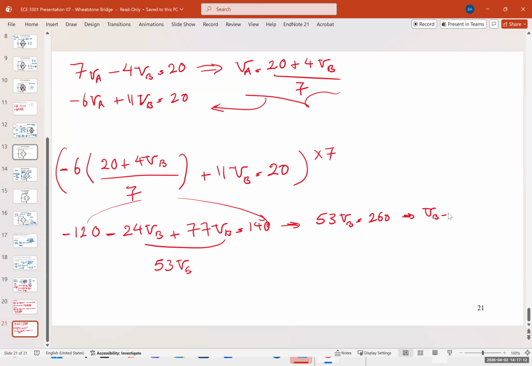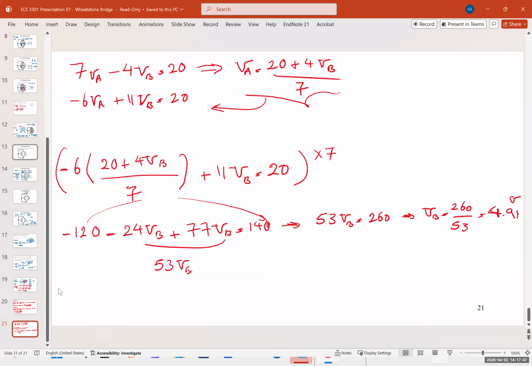Therefore, VB is going to be equal to 260 divided by 53. Going to be close to 5. Can someone calculate this? I think 4.9 something. Yeah, 4.91. If I round, volts.